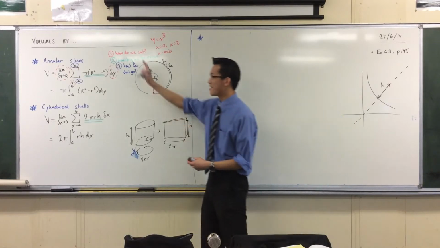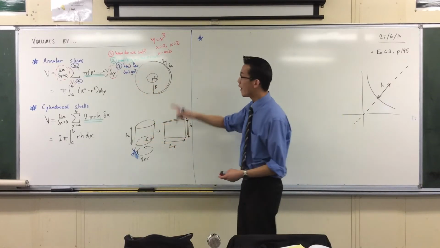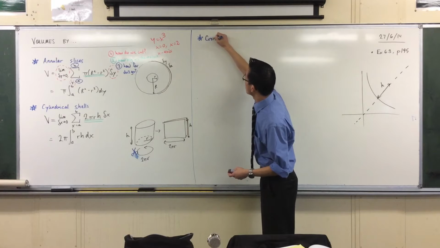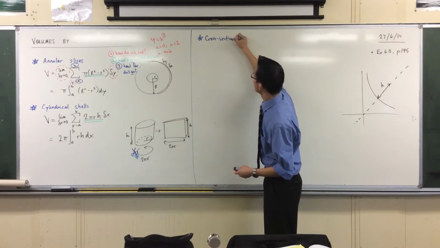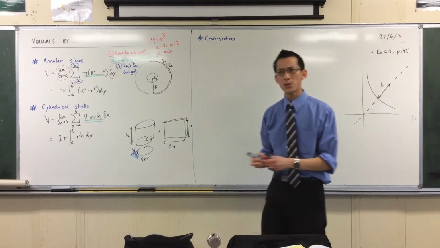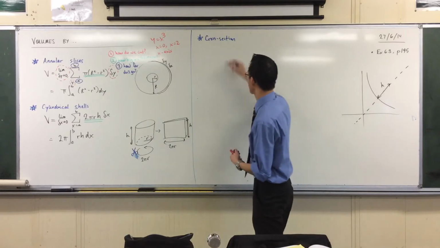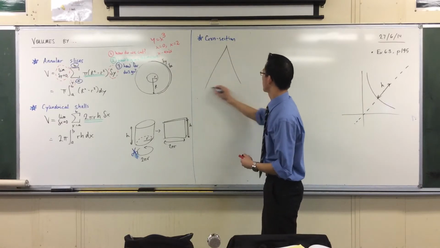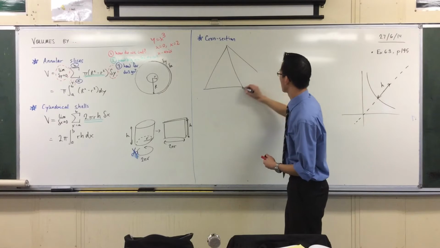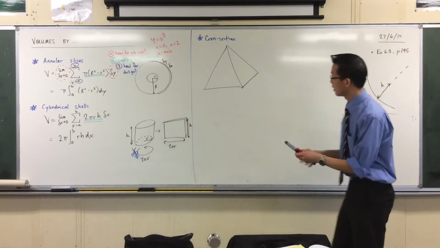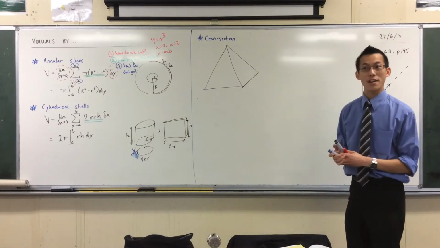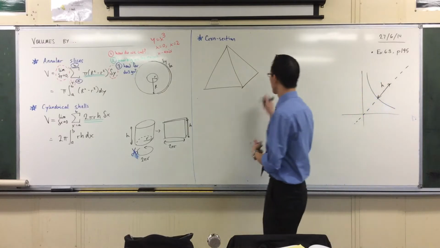So after annular slices and cylindrical shells, we're going to do volumes by cross-section. Okay, here's why. Let me give you a shape. I'll try and draw it as accurately as I can, and I'd love you to draw it as well because we're going to do some manipulation with this in a second. Here's my impression of a square pyramid.